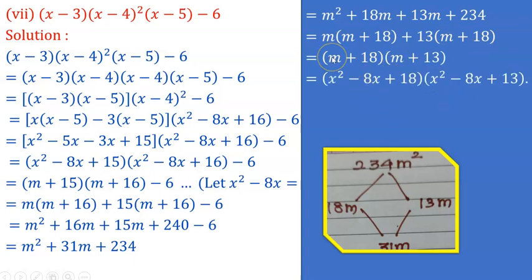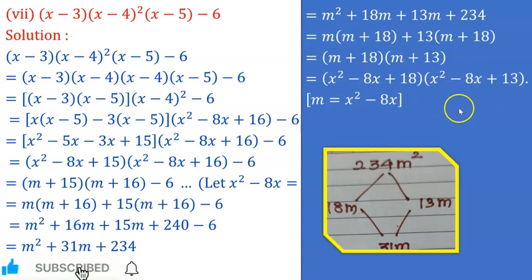Okay, replace this m by x square minus 8x plus 18, again m by x square minus 8x plus 13, and hence these are the factors of the given polynomial x minus 3 into x minus 4 bracket square into x minus 5 minus 6. Okay, these are the required factors. Next, we cannot factorize this polynomial, therefore keep it as it is.